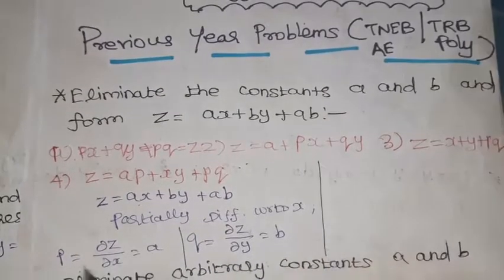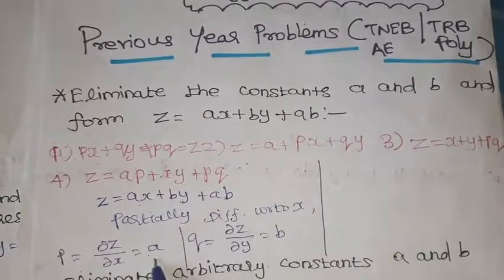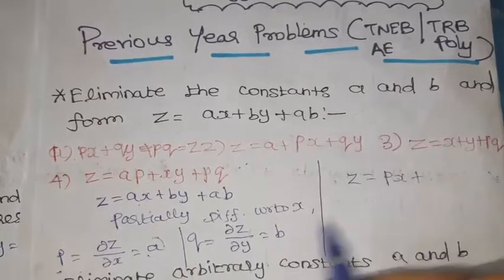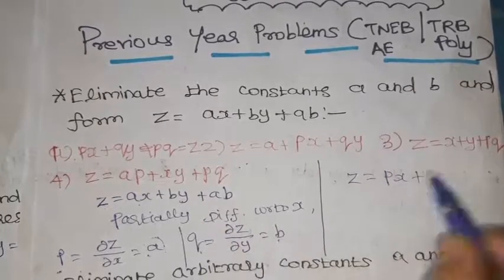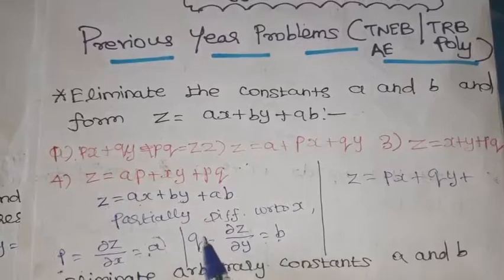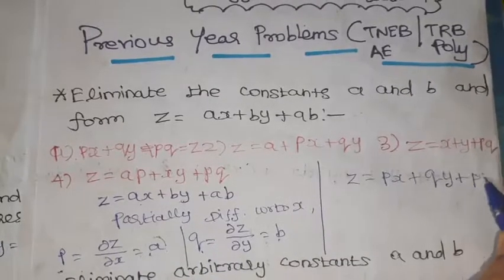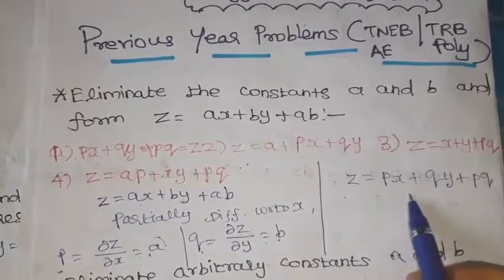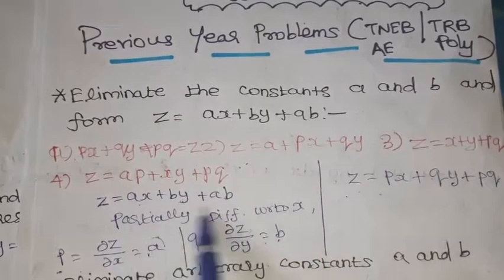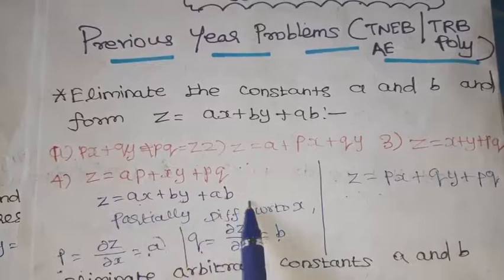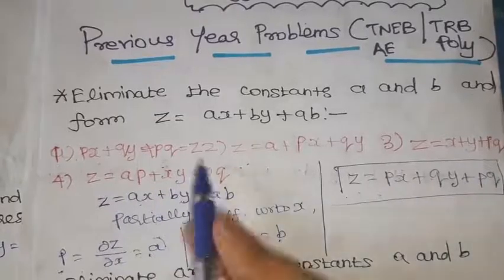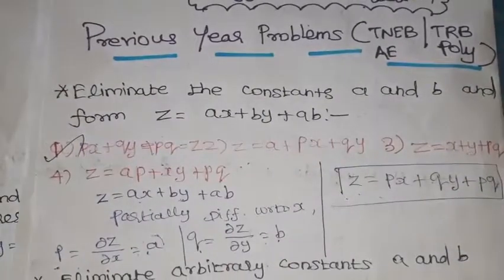By substituting these in the above equation, what will we get? a is equivalent to p, so z equal to px. b is equal to q, so q into y plus ab. ab is nothing but pq. So z equal to px plus qy plus pq. We have eliminated the constants a and b from this given equation. So this is the answer for this problem: px plus qy plus pq equal to z. Option 1 is the correct option for this problem.